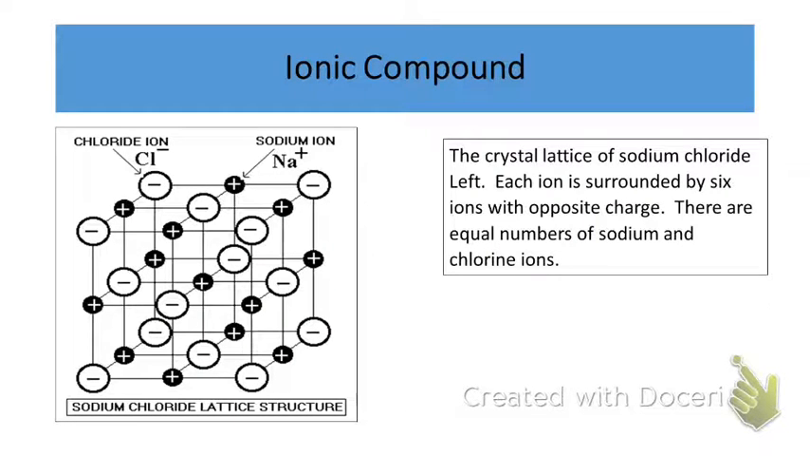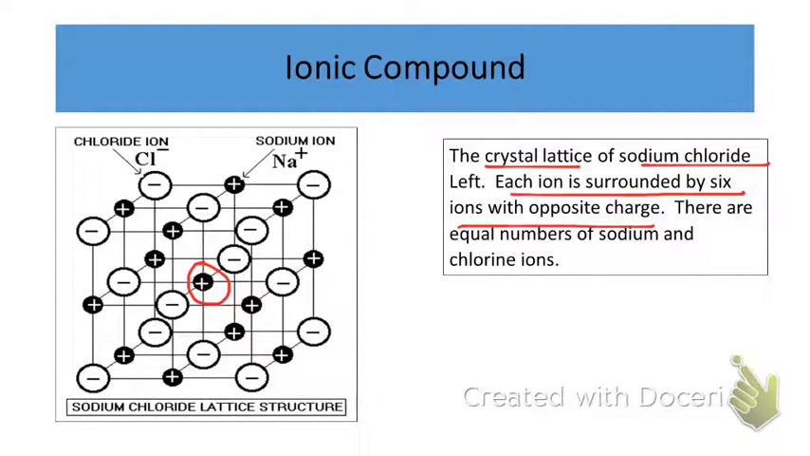All right, and here's, I think, even a better model to look at the 1-to-1 ratio in this compound for sodium chloride. Again, this is an example of a crystal lattice of sodium chloride. Now, each ion is surrounded by 6 ions with the opposite charge, so that there are equal numbers of sodium and chlorine ions. So you can look at here, here's your negative charge chlorine versus your positive charge sodium. And so you take one that is easy to look at. Let's look at this sodium right here.